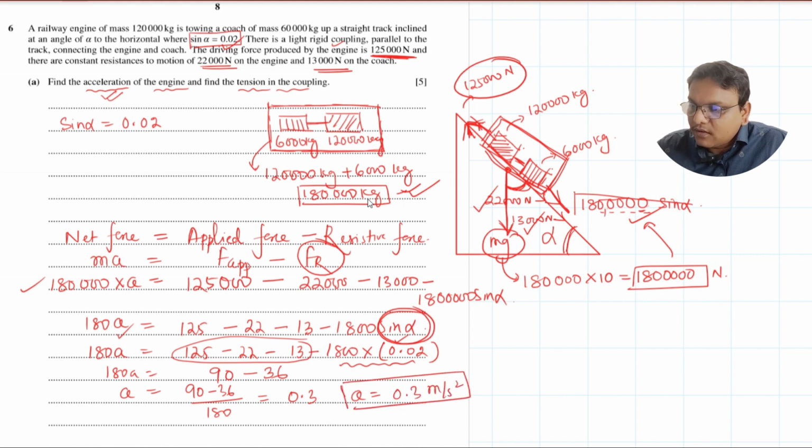We got the first part of this, that is the acceleration of this engine. We got 0.3 meter per second square, right? Next part is find the tension in the coupling. Coupling means the one engine and one coach have been tied with this coupling, right? What is the tension for this one?